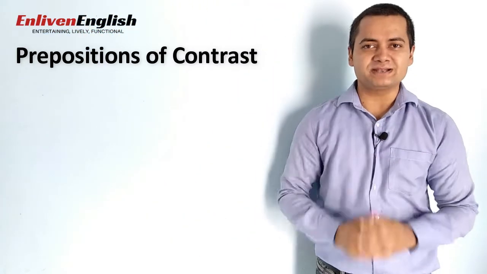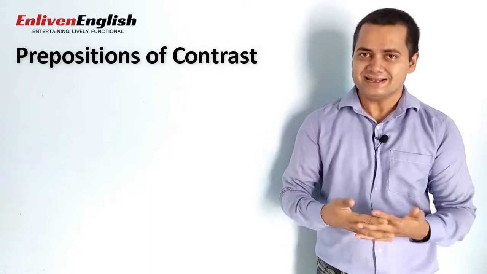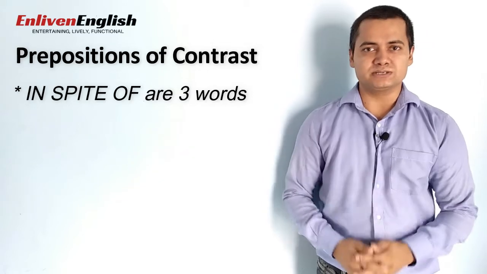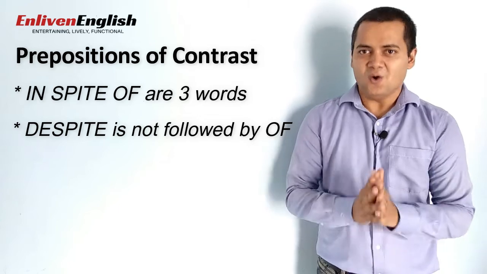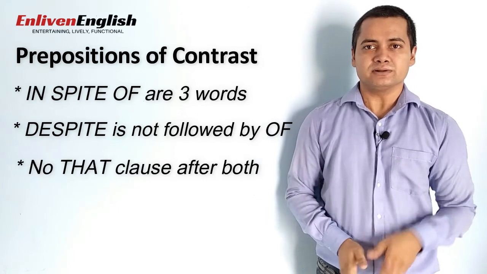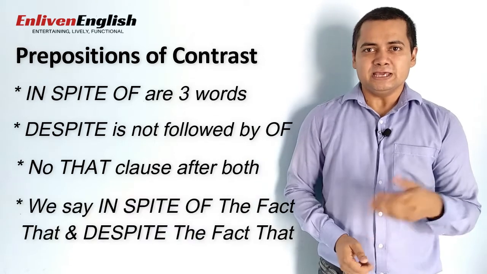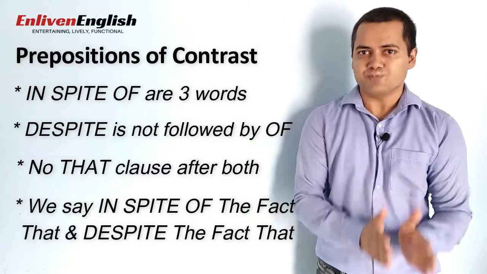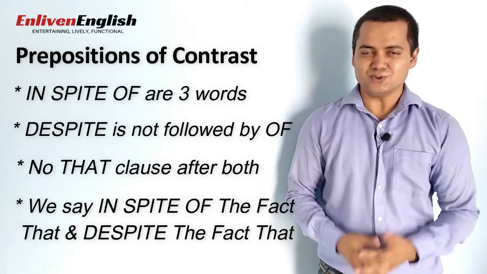There are two important things that we need to keep in mind while using in spite of and despite. First, in spite of is three words and despite is never followed by a preposition of. Second, we never use a that clause after in spite of and despite. Instead, we say in spite of the fact that and then the clause, or despite the fact that plus clause. Let's see some examples to understand this.